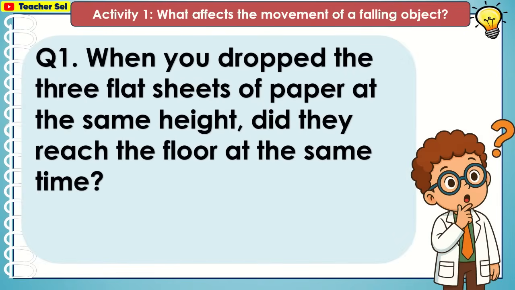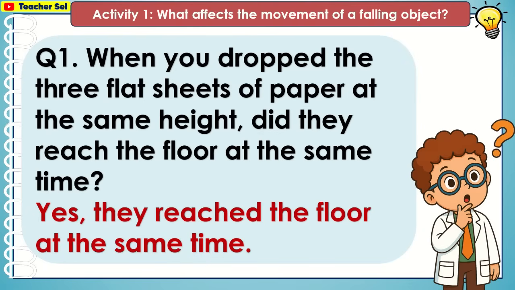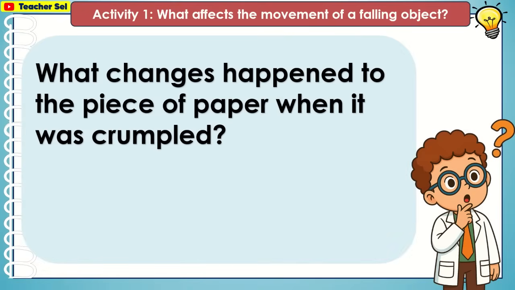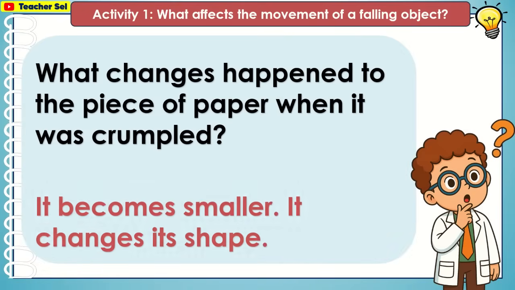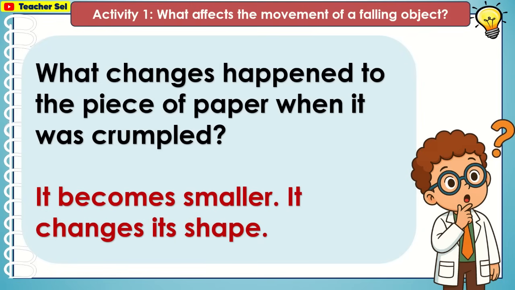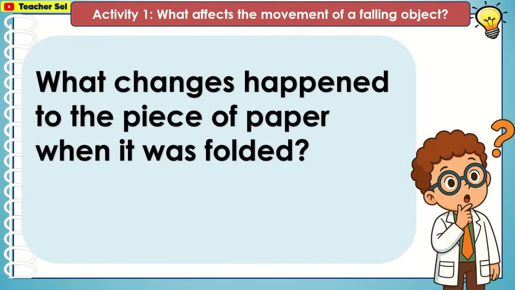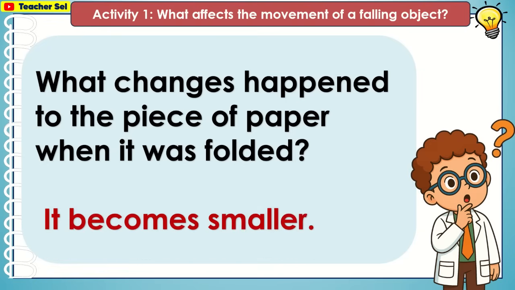When you drop the 3 flat sheets of paper at the same height, did they reach the floor at the same time? Yes, they reached the floor at the same time. What changes happen to the piece of paper when it was crumpled? It becomes smaller, it changes its shape. What changes happen to the piece of paper when it was folded? It becomes smaller.